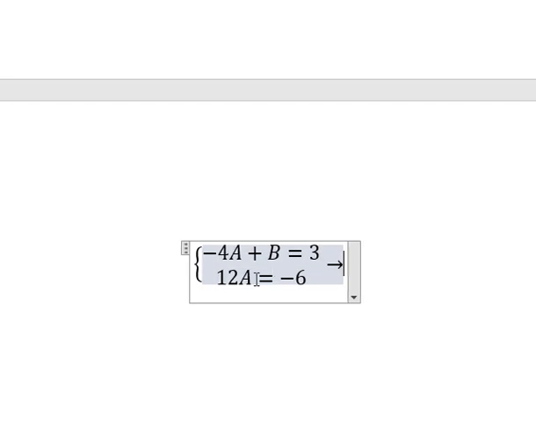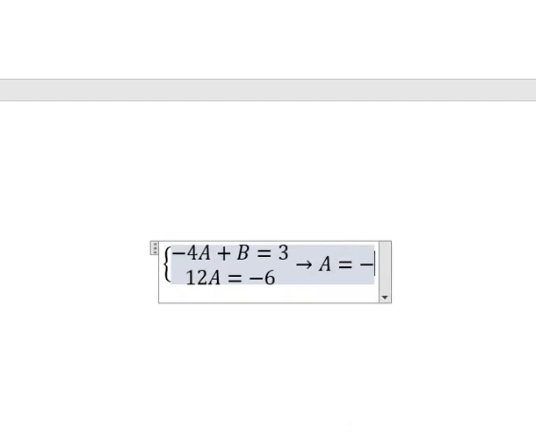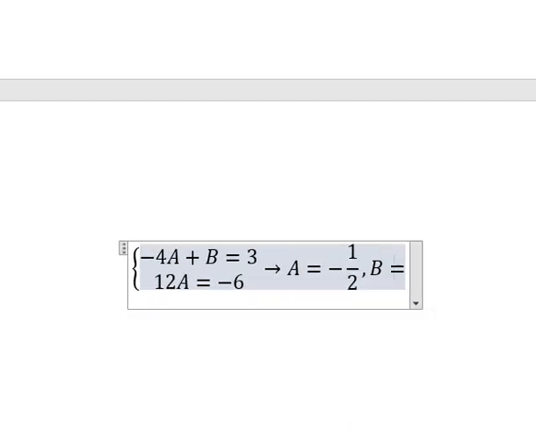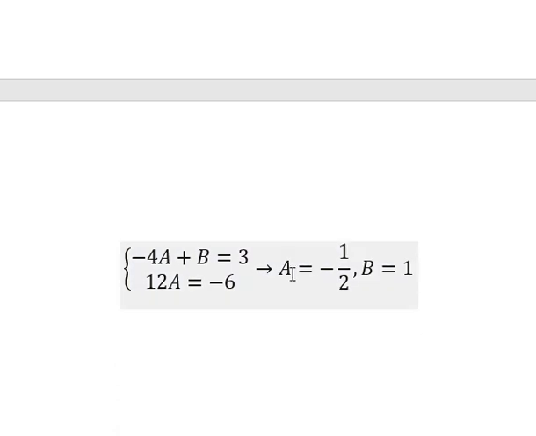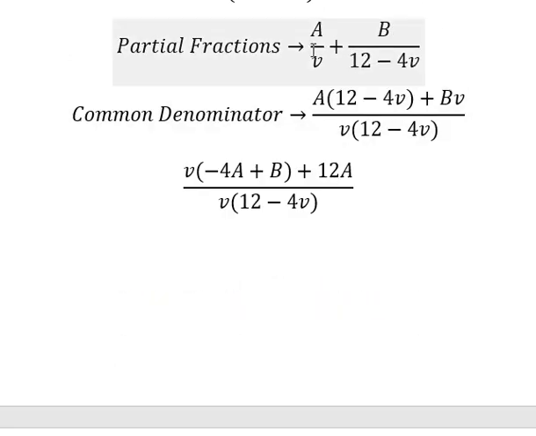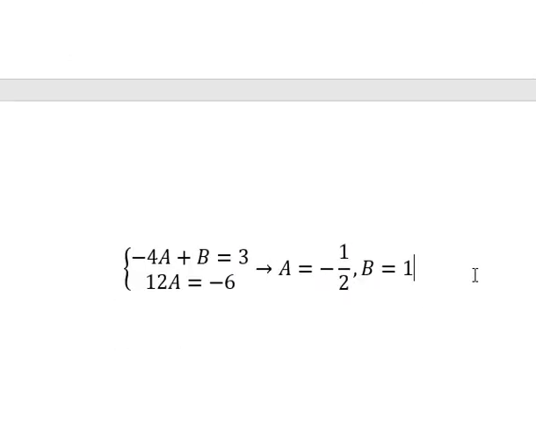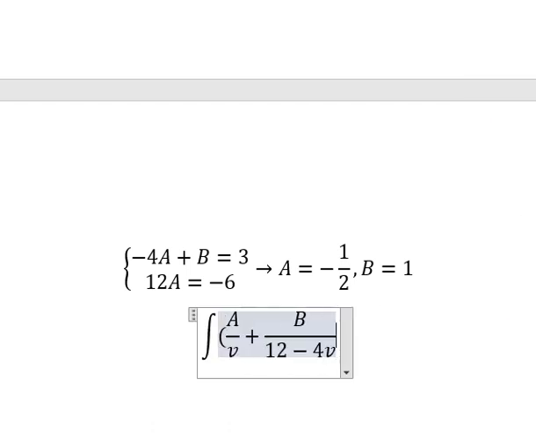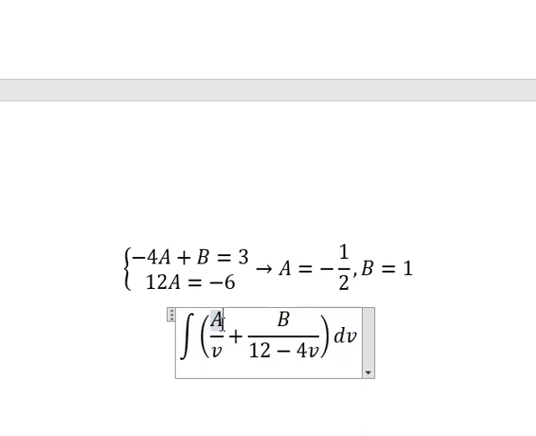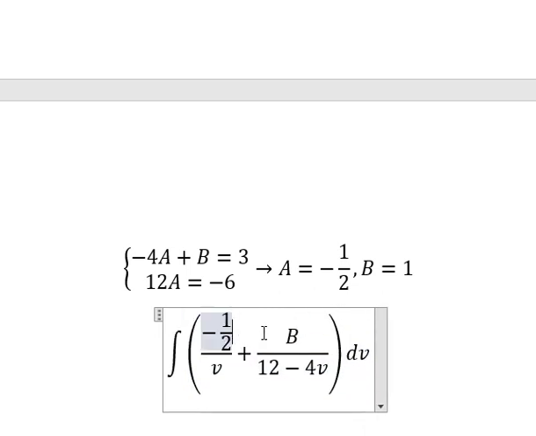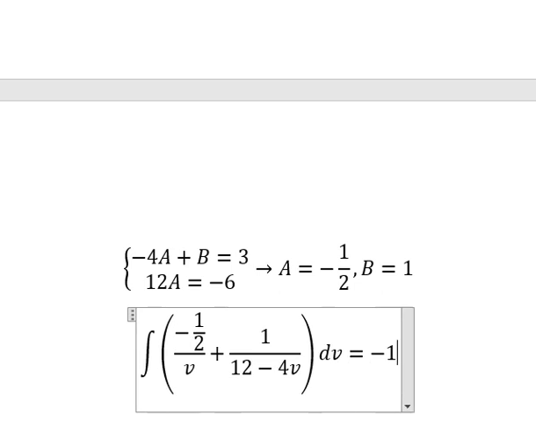And now we can find the solutions of A and B. A equals negative 1 over 2, B equals number 1. Now we put A and B back in here. And now we have the final answer.